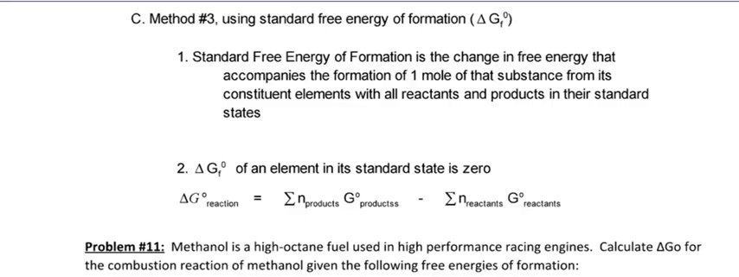Method number 3 is just like the ones you've already seen for delta H and delta S. It is the summation of your products minus the summation of your reactants. So looking at problem number 11, it says methanol is a high octane fuel used in performance racing engines. Calculate the delta G naught, that should be a superscript, for the combustion reaction of methanol, given the following free energies of formation. So go ahead, you are given the reactants and the products down below. So go ahead and write that balanced equation. So pause this and come up with the balanced equation.